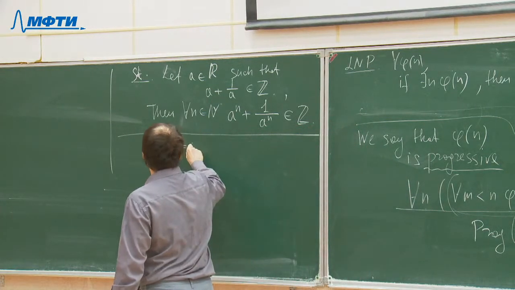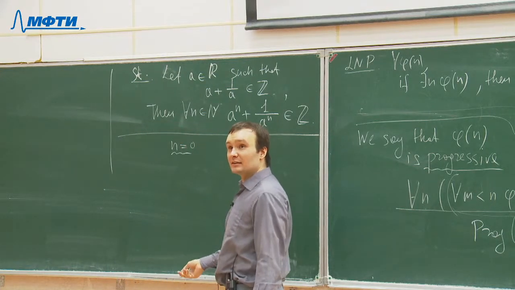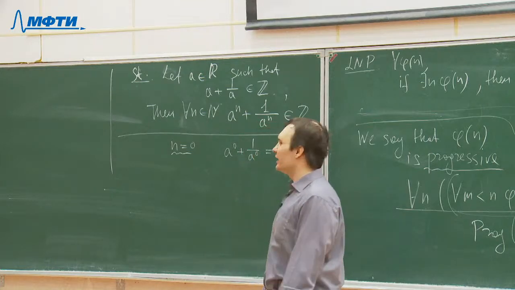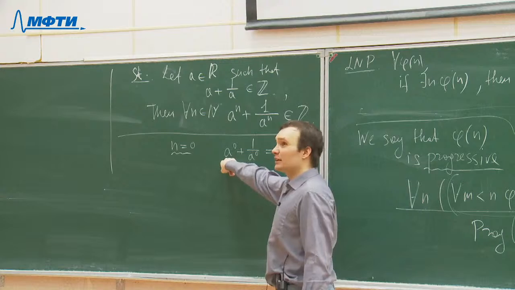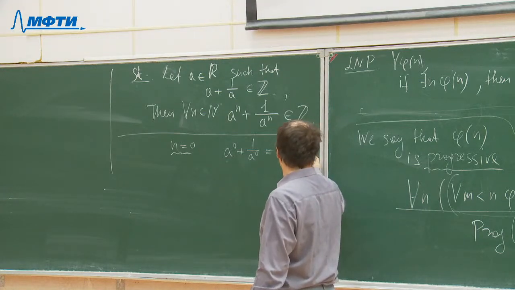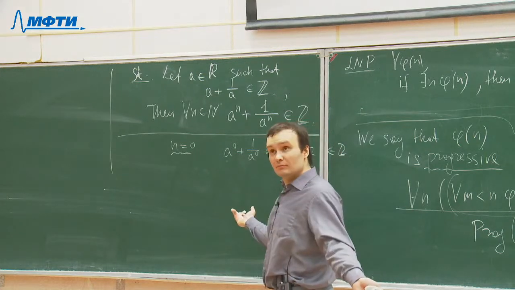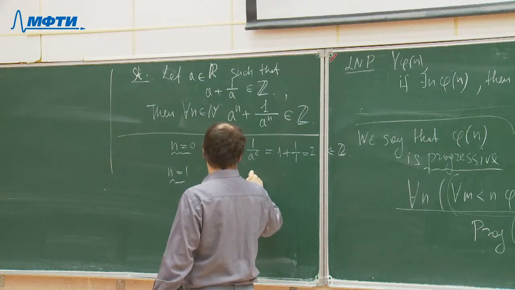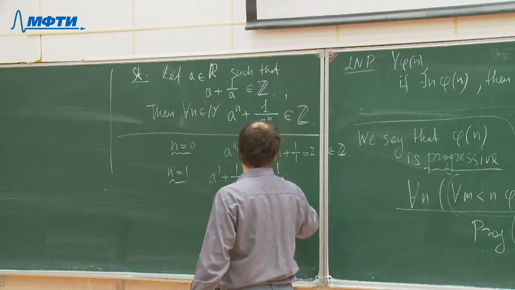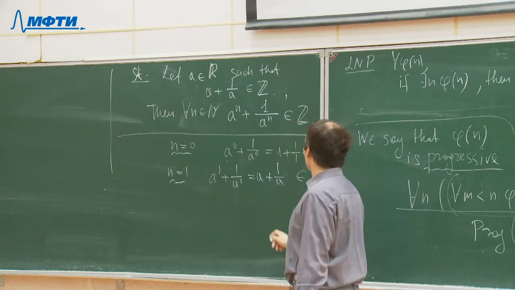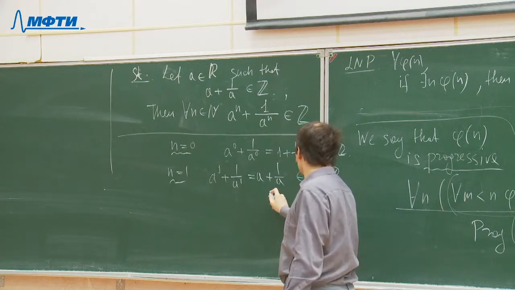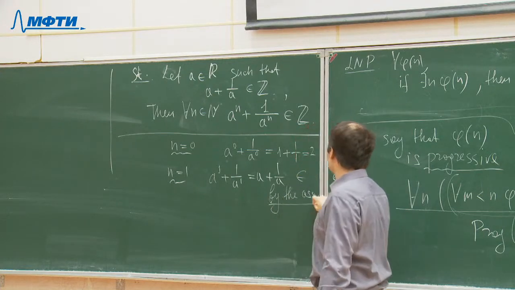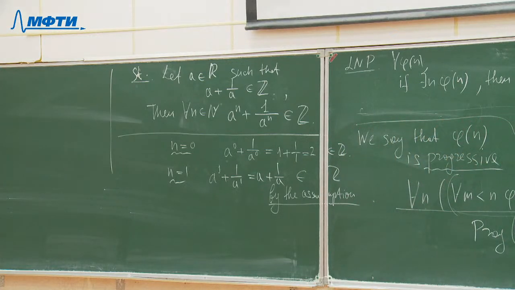What if n equals 0? Then let's consider some cases. A to the power 0 plus 1 over a to the power 0 is what? Because this is just 1. So that's 2, which is integer. What if n equals 1? This is the number from our assumption. It is integer by the assumption.